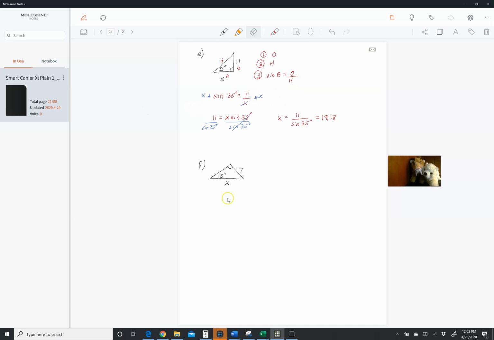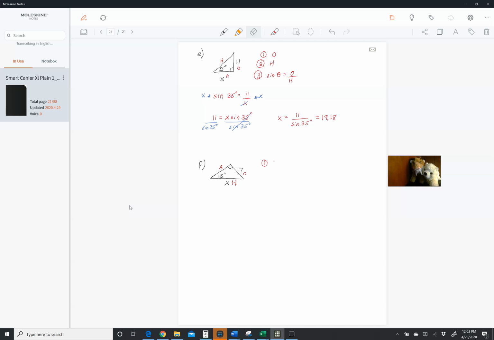So first thing that we do is we label. So the x is the adjacent. The 7 is the opposite. You don't even need to, sorry, the x is the hypotenuse. Sorry about that. Now you don't even need to put in the a for adjacent because that side is totally irrelevant, but it doesn't hurt, okay? You don't lose anything by writing a.